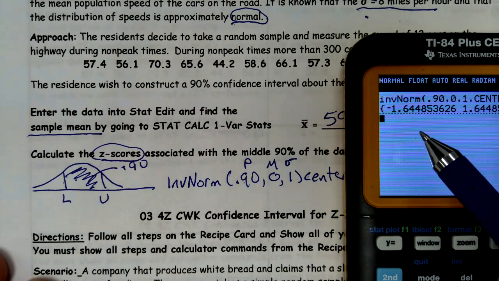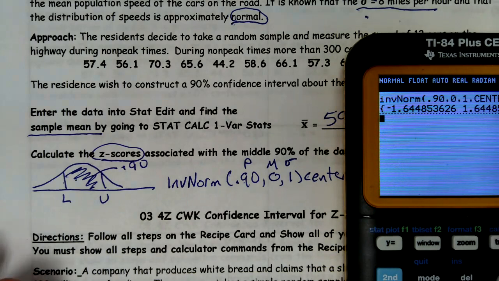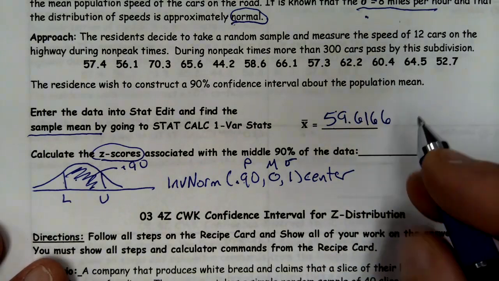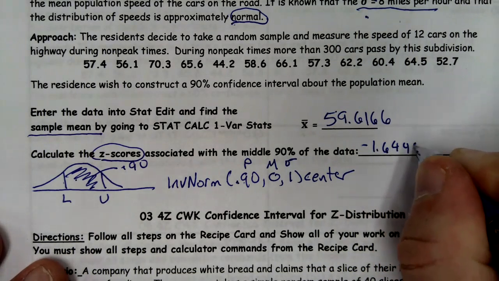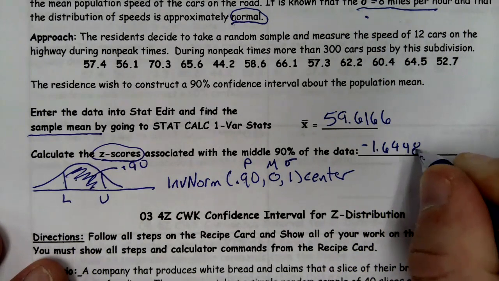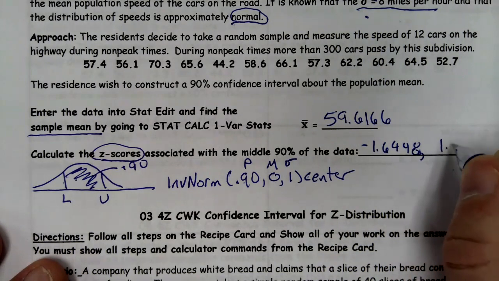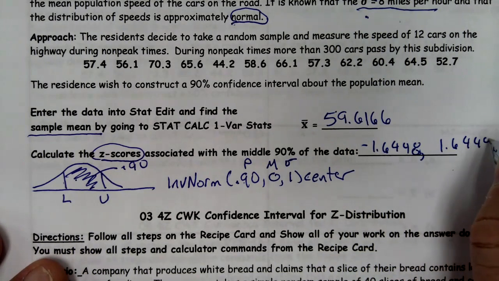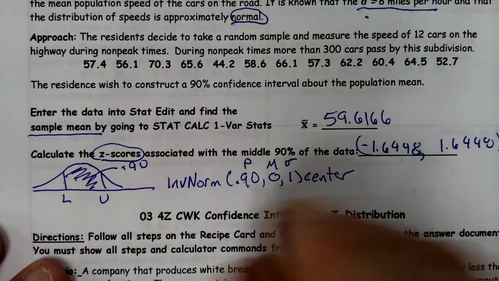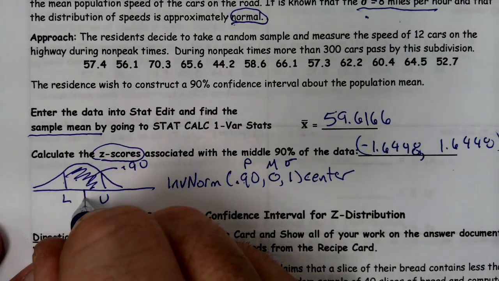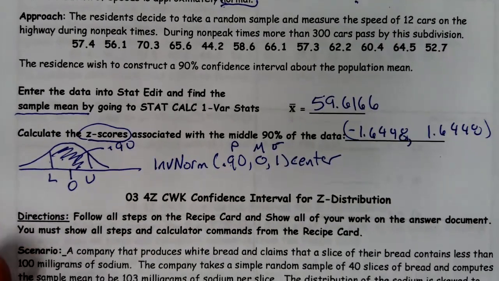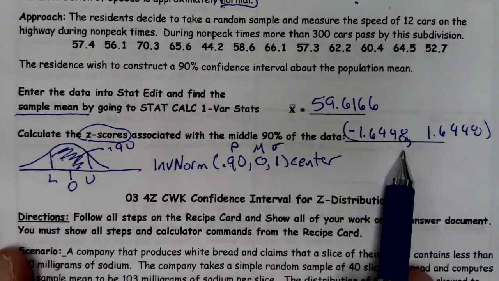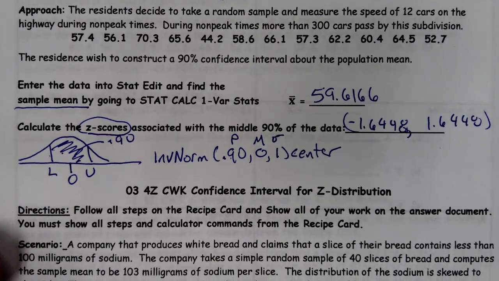And we find out that it's negative 1.6448 and positive 1.6448. And we just found our lower and upper z-score, and they are centered on 0. That's why it's symmetric, centered on 0. And that's why our z-scores are just opposites of each other.